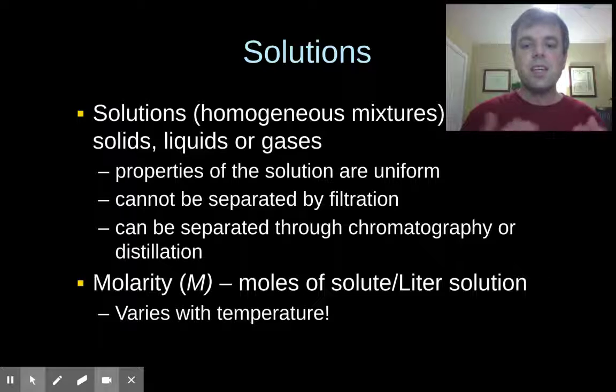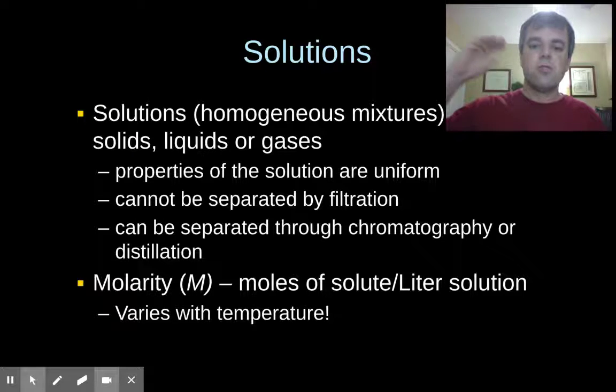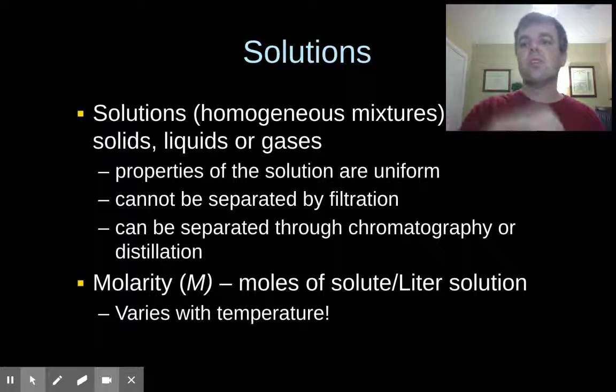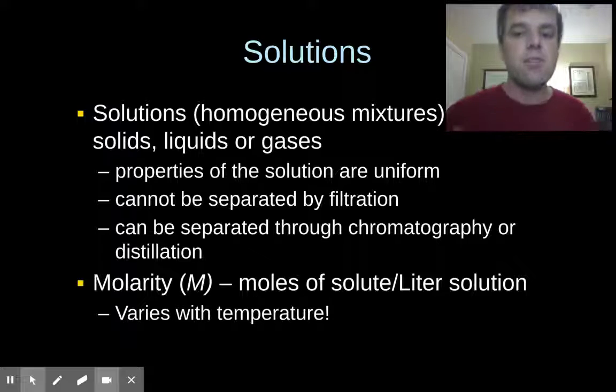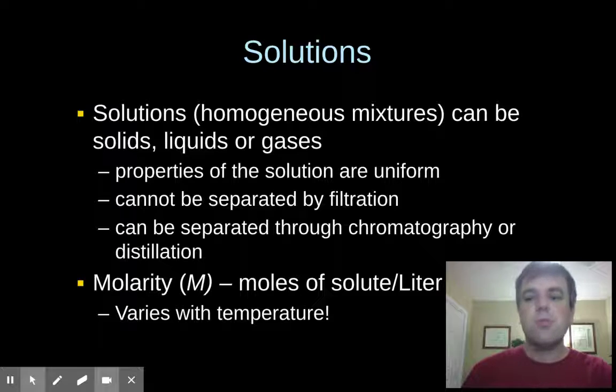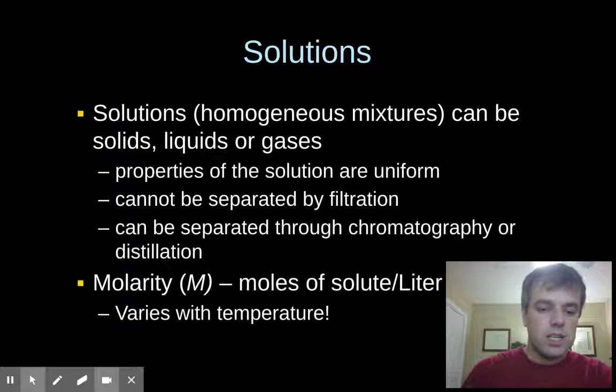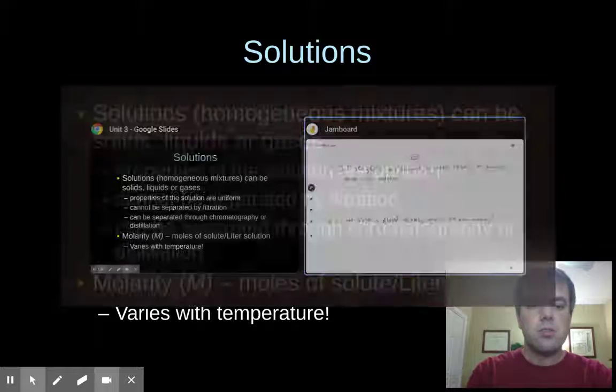Also, when you're making a solution of a specified molarity, if you're trying to make 2 liters of a 1 molar solution, you would take 2 moles of solute and dissolve it in solvent so that your total volume is 2 liters. You do not add 2 liters of water to the solute because then your total volume would be greater than 2 liters. So you have to be careful with how you actually do this. And we'll be doing some labs where we will actually make solutions. So we're going to get into distillation and chromatography tomorrow.